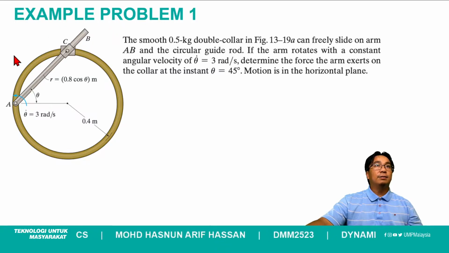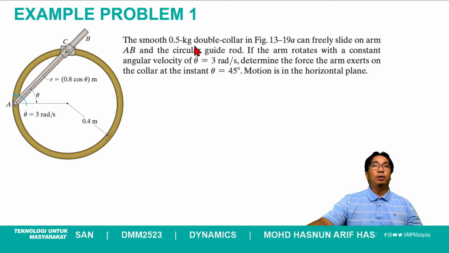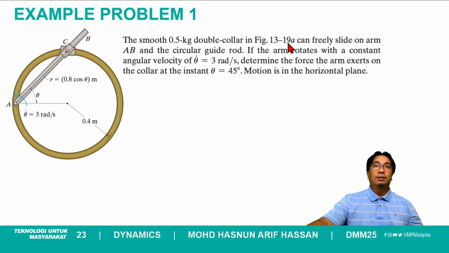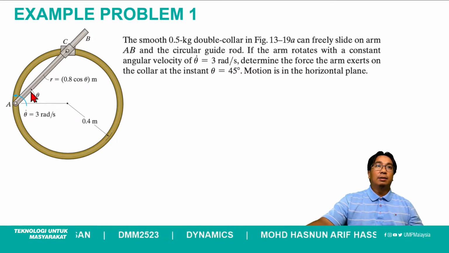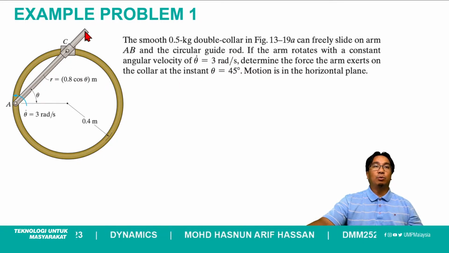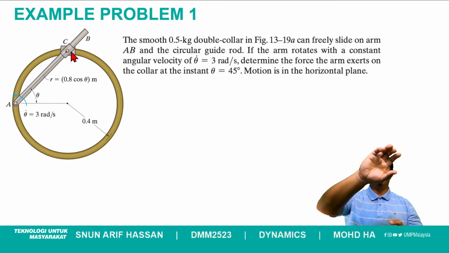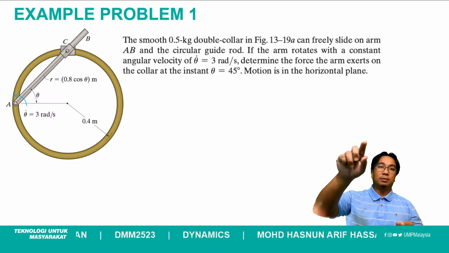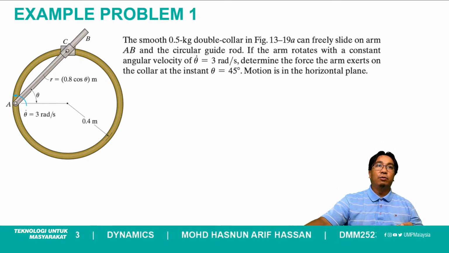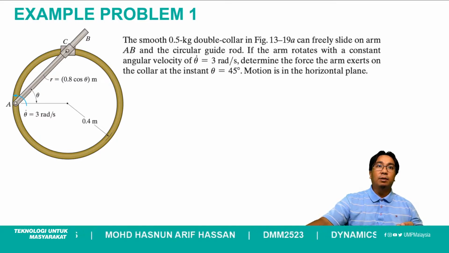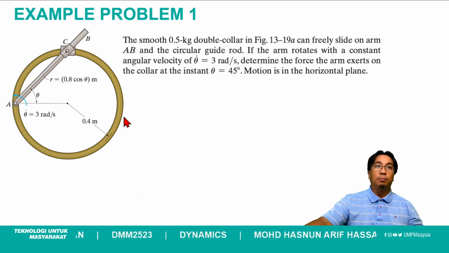Okay, you can see the picture here. The smooth 0.5 kg double collar can freely slide on arm AB and the circular guide rod. Maksud dia AB ni ada satu arm. Arm ni macam satu batang ataupun satu rod lah. So C ni ialah collar. Collar ni dia boleh bergerak di sepanjang bulatan ni. So if you imagine the motion of this thing, dia bergerak lah, dia berpusing macam tu.